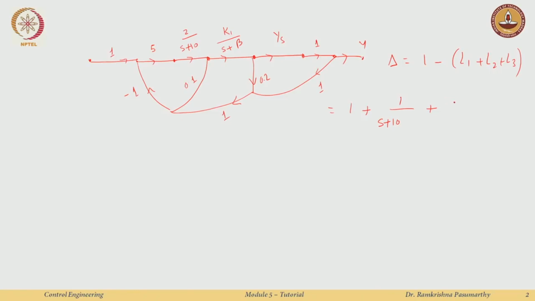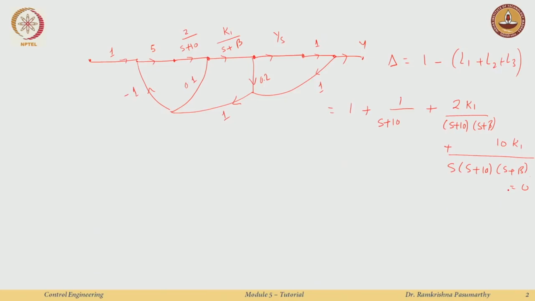So, 2 times k1 over s plus 10, s plus beta, and then take the 5 and 0.2, which just becomes 1. So, that just goes away from here, and then the last term. So, I go the entire distance here, I have 5 and 2, 10 times k1 over, again, s in the denominator, s plus 10, s plus beta. Okay. So, this equal to 0 is my characteristic equation.